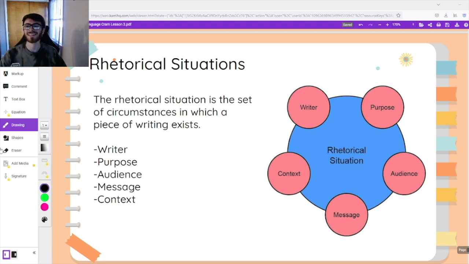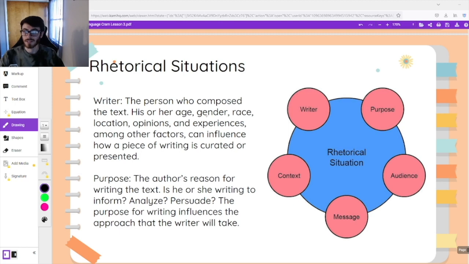First of all, what is a rhetorical situation? In order to demonstrate an understanding of the rhetorical situation, we have to know what it means. Essentially, the rhetorical situation is the set of circumstances in which a piece of writing exists. It's everything that surrounds the writing, that influences the writing. And it's broken up into 5 categories: the writer, purpose, audience, message, and context. Those are the 5 elements that define the rhetorical situation.